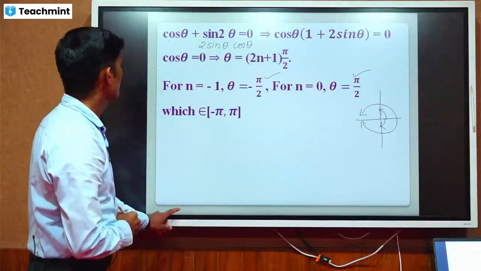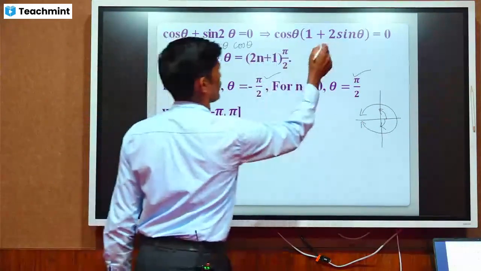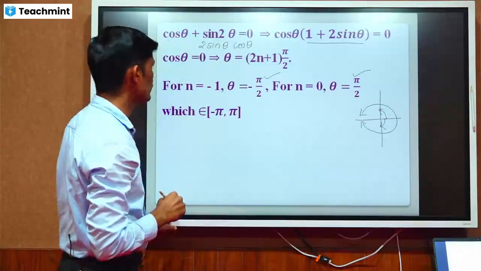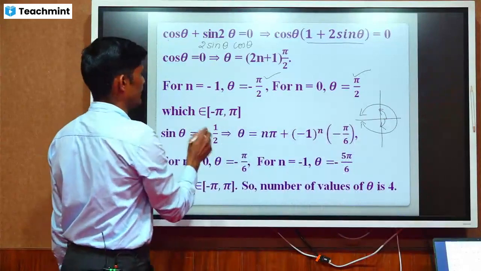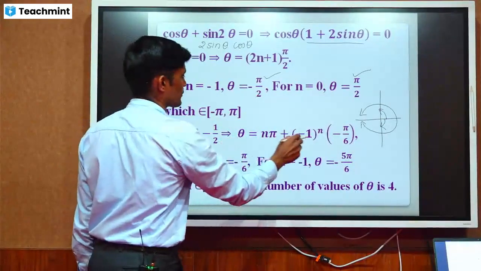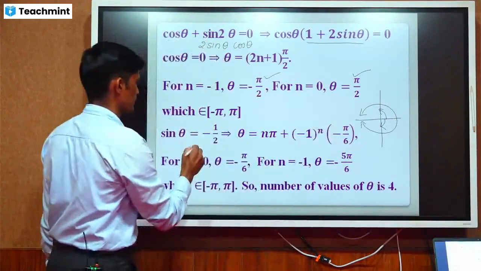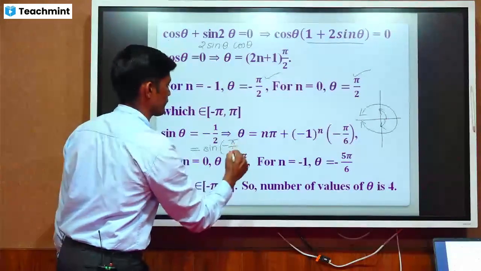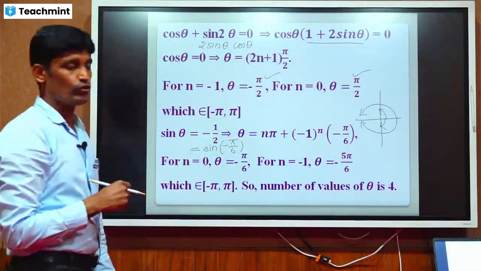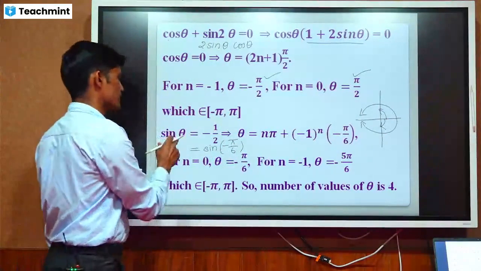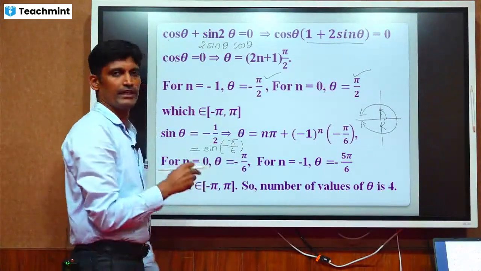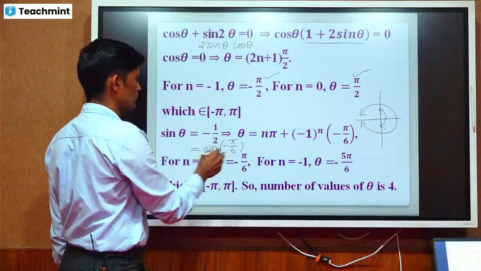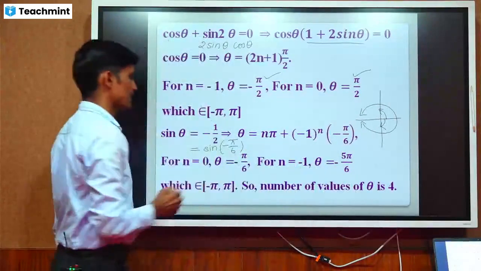And now for 1 plus 2 sin theta equal to 0, or sin theta equal to minus 1 by 2, theta is equal to n pi plus minus 1 to the power n into minus pi by 6, because minus half is sine of minus pi by 6. So the general solution is theta equal to n pi plus minus 1 to the power n into minus pi by 6, for sin theta equal to minus 1 by 2 in the interval minus pi to plus pi.